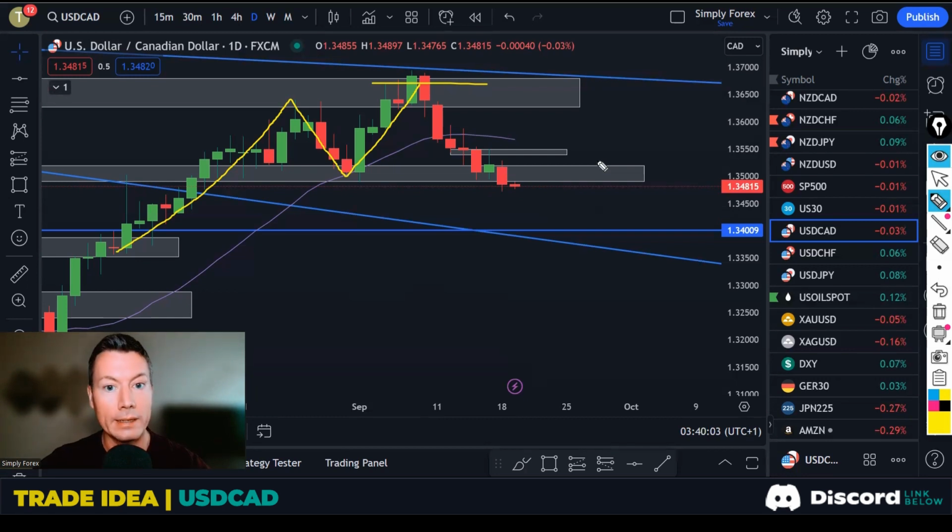US dollar, Canadian dollar. But this pair, US dollar, Canadian dollar, we've actually seen a structure break because this is the last swing low here on the day chart. And this candle has broken those lows. Therefore, we are seeing lower lows. All right, that is a trend break.